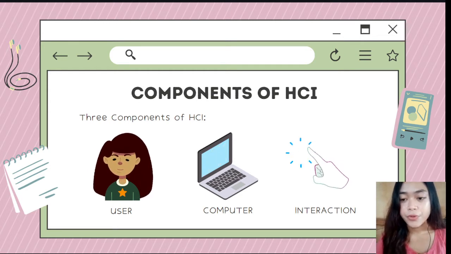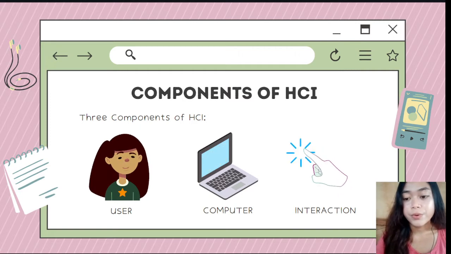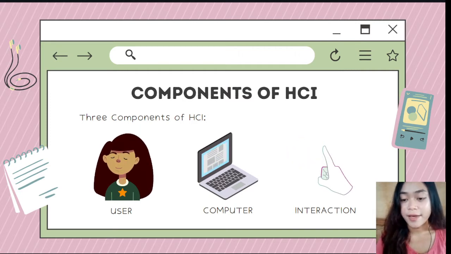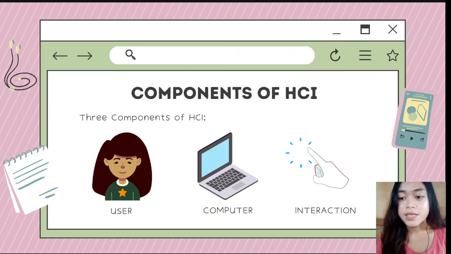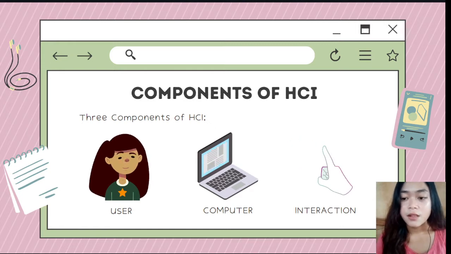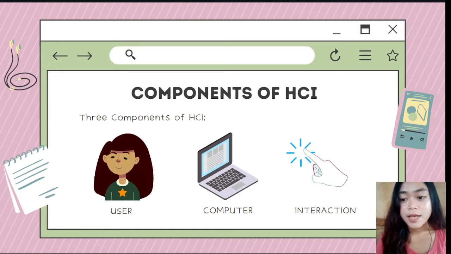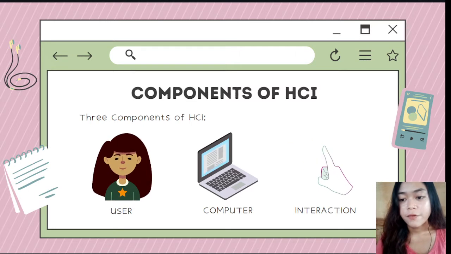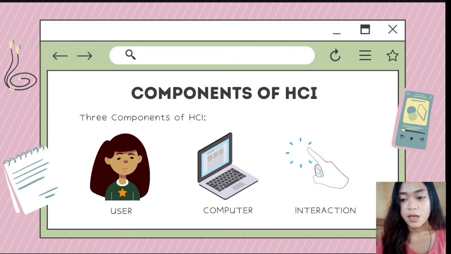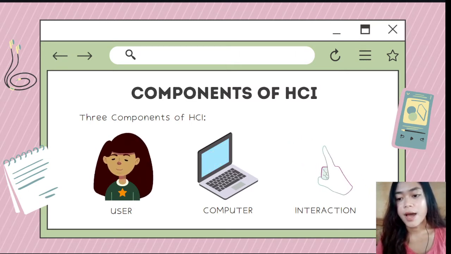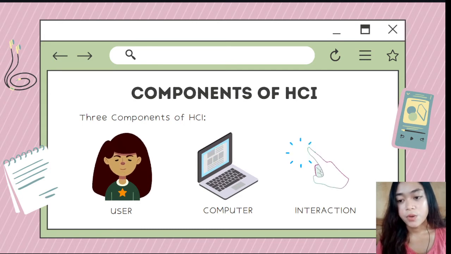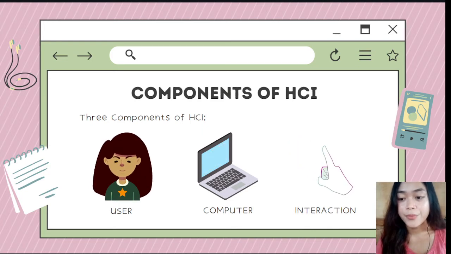So the computer. When we talk about the computer, we are referring to any technology that can be classified as a computer. This includes desktop computers, large-scale computer systems, and embedded systems. For instance, if we were talking about how to create a website, we would refer to the website itself as the computer because it is a computer.